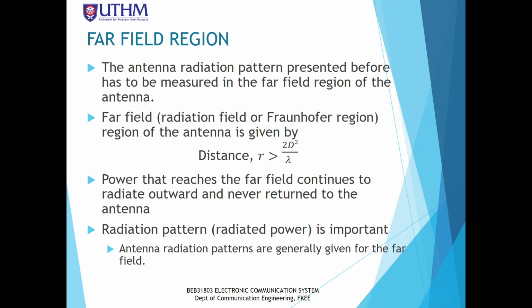And then about the far field region. So the far field region here is what we call the Fraunhofer region. Okay, so the Fraunhofer region is the distance from the antenna that, when the power reaches the Fraunhofer region, it will continue to radiate outwards and never return to the antenna. Okay, so remember that here is the antenna, for example, and here is the far field region.